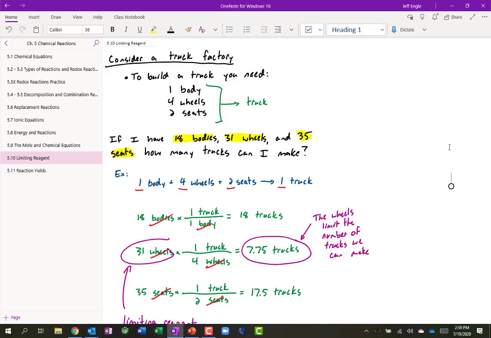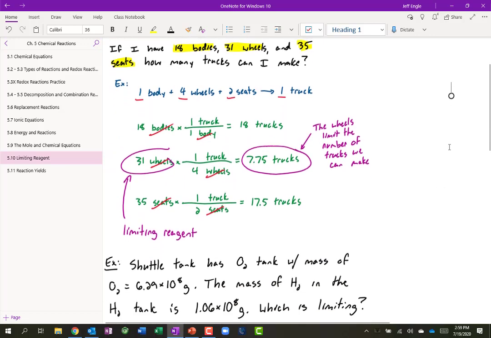In our last video, we took a look at limiting reagents, and we said that in ideal situations, you have the perfect amount of every reagent to make a set of products. However, in reality, chances are you have more of some reagents than others. Therefore, we need to identify the limiting reagent.